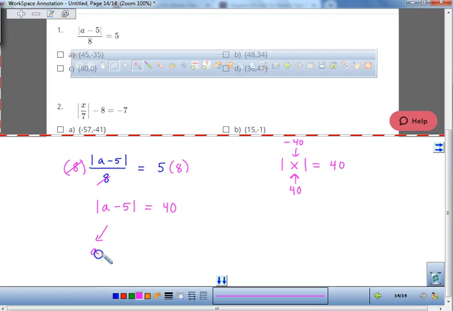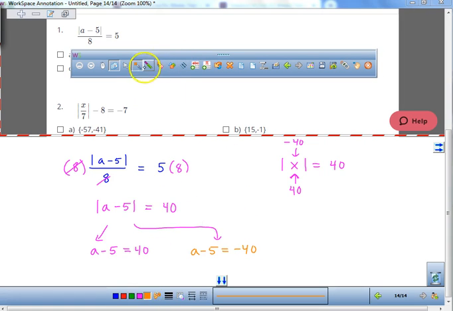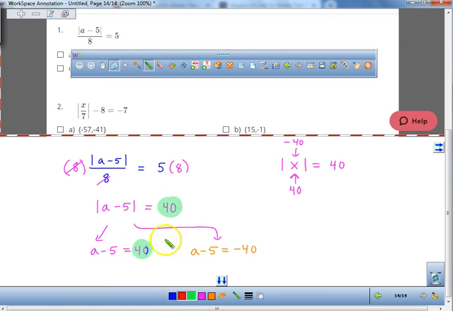One of my equations I could set up as a minus 5 equals a positive 40. But the other equation I'm going to set up is a minus 5 equals a negative 40. So please pay very close attention when you're setting these up: you make this number positive and you make that number negative. What stays the same? Whatever's inside that absolute value expression stays the same. A minus 5 and a minus 5. Okay?